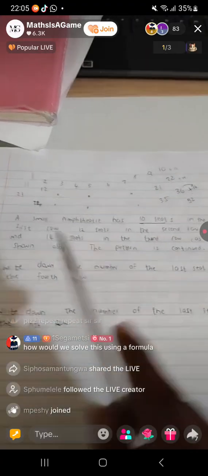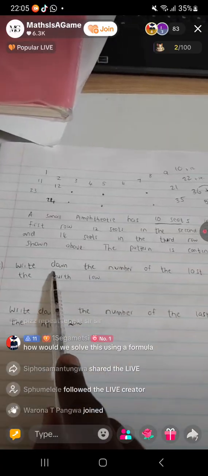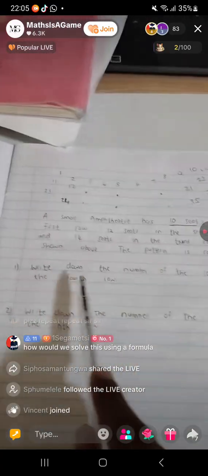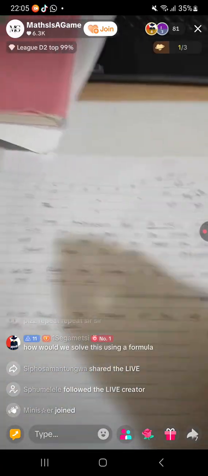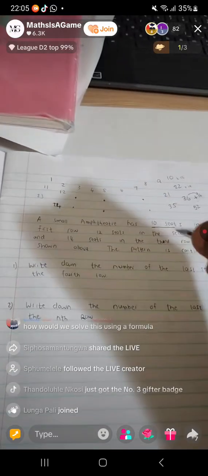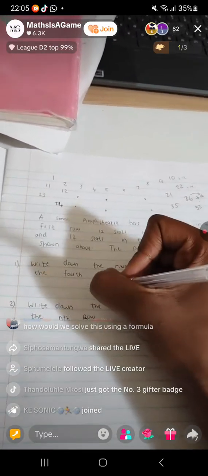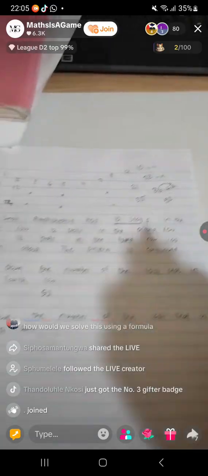Okay, so write down the number of the last seat. Here they're just saying write down the number of the last seat in the fourth row. It is definitely going to be 52. It's going to be seat number 52.